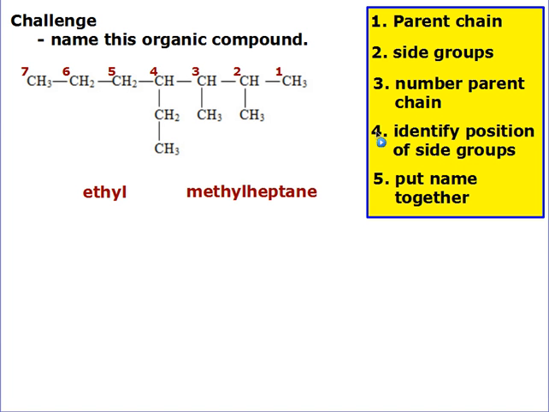So we're going to identify the position of the side groups and the name now. So the ethyl group is off the 4th carbon on the parent chain, and the methyl groups are off the 2nd and 3rd carbons. Now we could write 2-methyl, 3-methyl, but it's easier to go 2,3-dimethyl. So when we put the name together, we put a di in there because di represents 2, and so we end up with 4-ethyl-2,3-dimethylheptane.